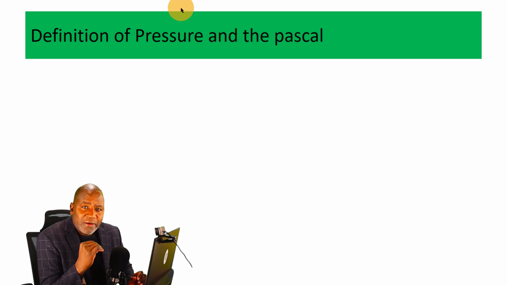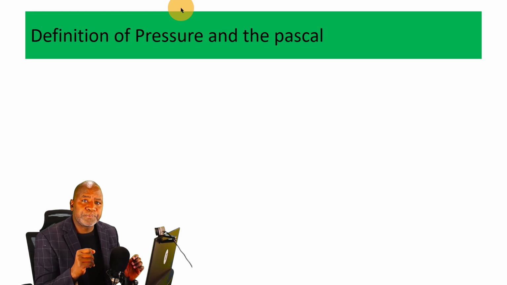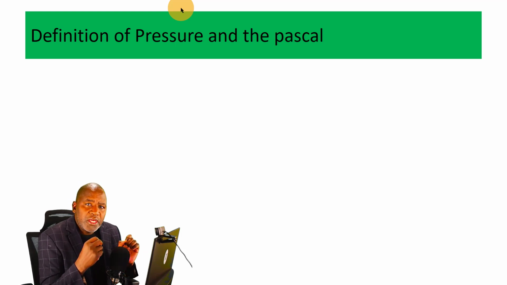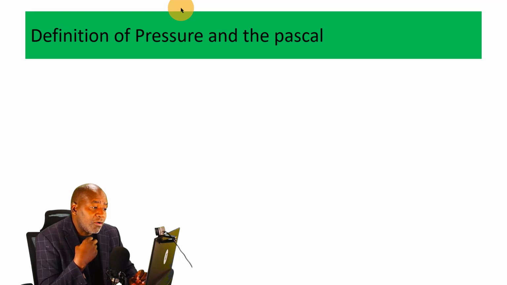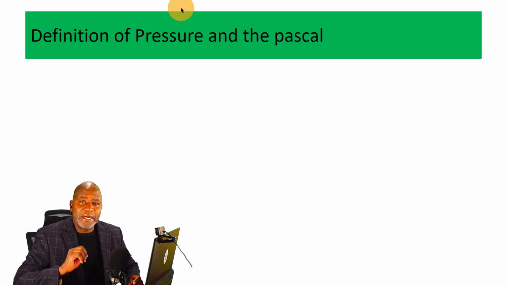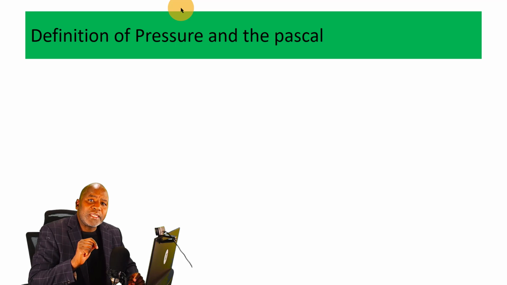When we encounter a physical quantity for the first time in physics, the first thing we want to do is define it, state its SI unit, and see whether we are able to define the unit of that physical quantity if it has the name of a person. So let's go straight to the definition of pressure and the SI unit of pressure. You usually get this kind of question: define pressure and state its SI unit.